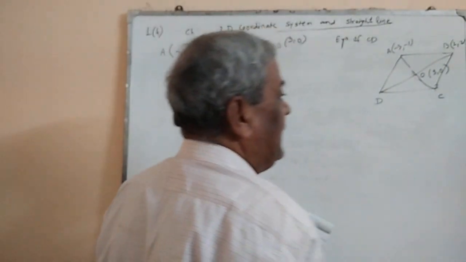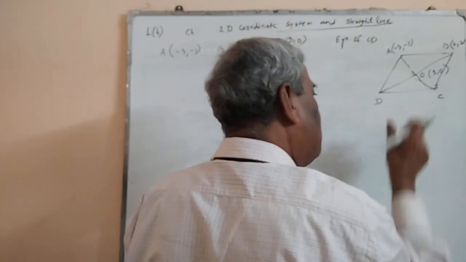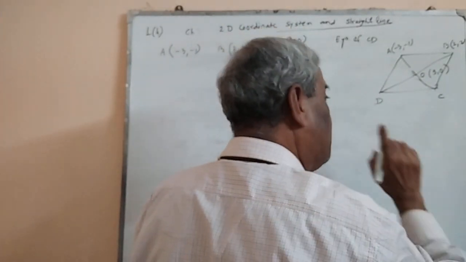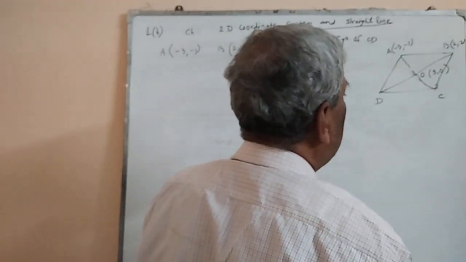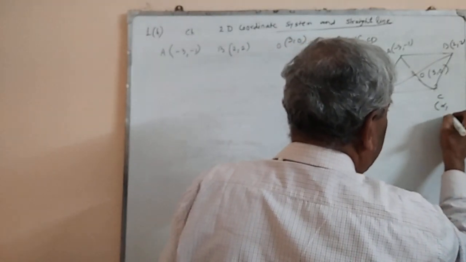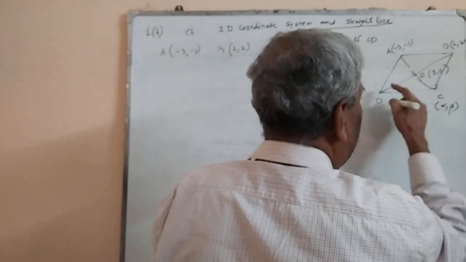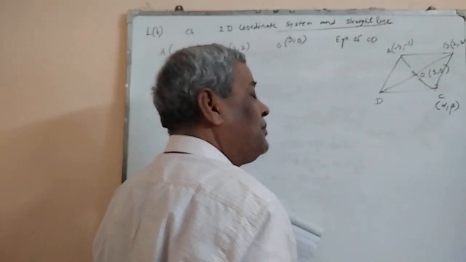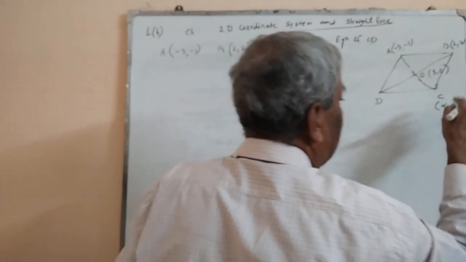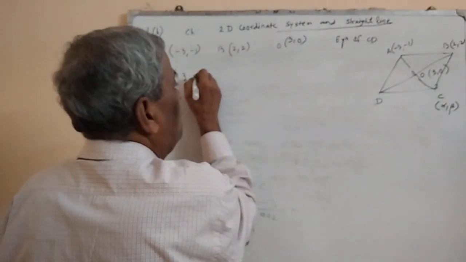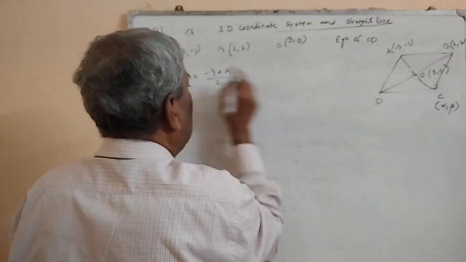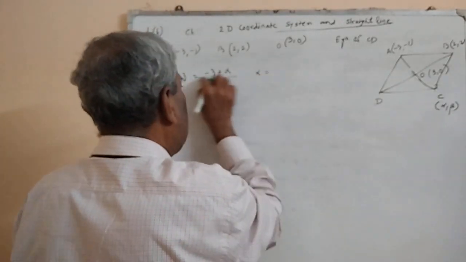If I can obtain the coordinates of C and D, then very easily we can find the equation of CD, because 2 points are known. Now suppose the coordinate of C is (alpha, beta). The diagonals meet at the point O. Diagonals meet at their midpoints. So O is the midpoint of this and that. So we get 3 is equal to (minus 3 plus alpha) divided by 2. Then alpha is 6 plus 3, 9.